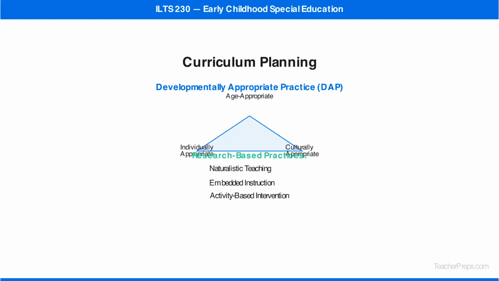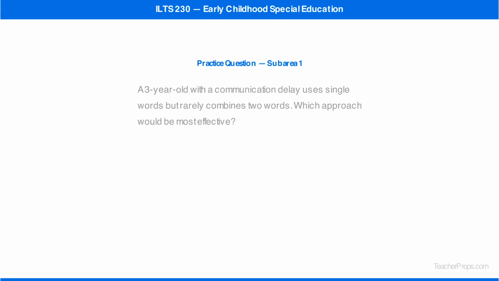Assistive technology ranges from low-tech tools like picture communication boards to high-tech devices like speech-generating devices. On test day, if a question asks about supporting a child's access to the curriculum, assistive technology is frequently the correct answer because it removes barriers without lowering expectations. Let's try a practice question.